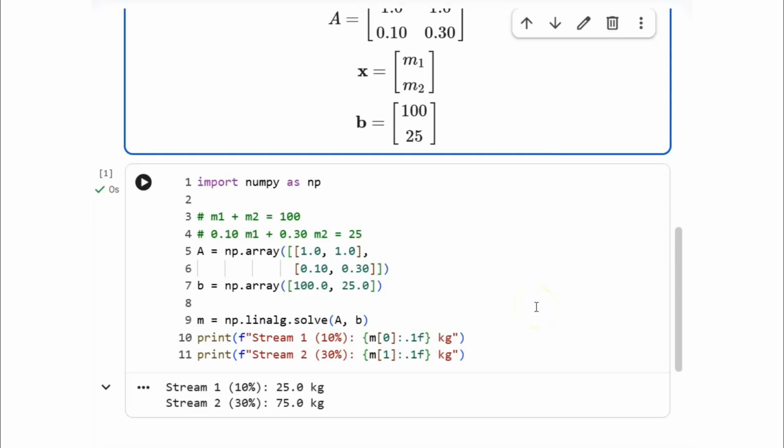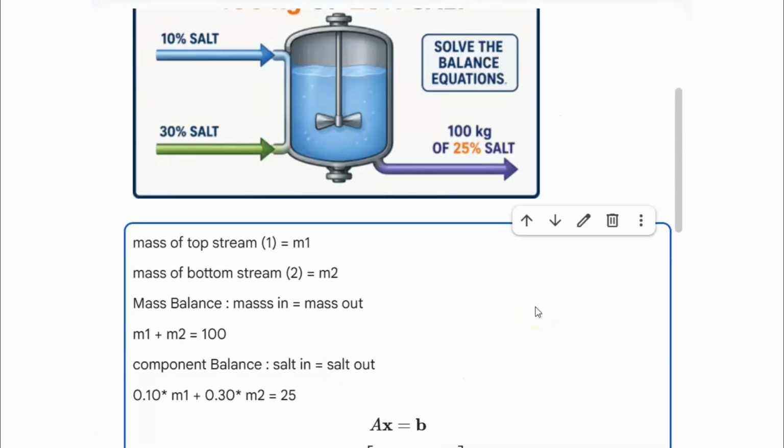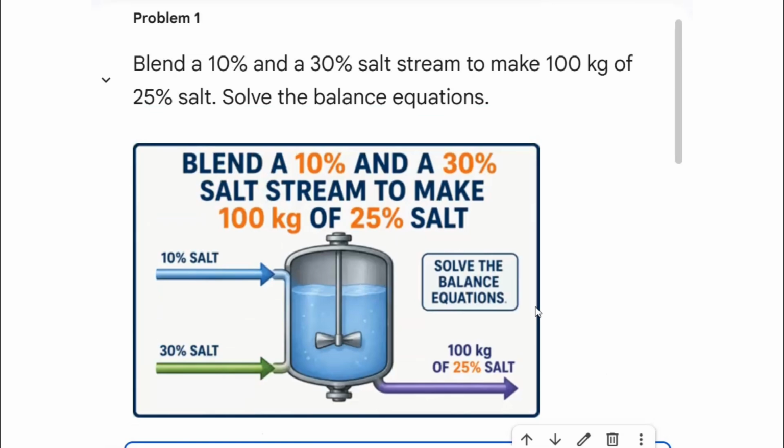So, we need 25 kilograms of the 10% salt stream and 75 kilograms of the 30% salt stream to make 100 kilograms of a 25% salt solution. That's the power of Python for solving engineering problems quickly and accurately.